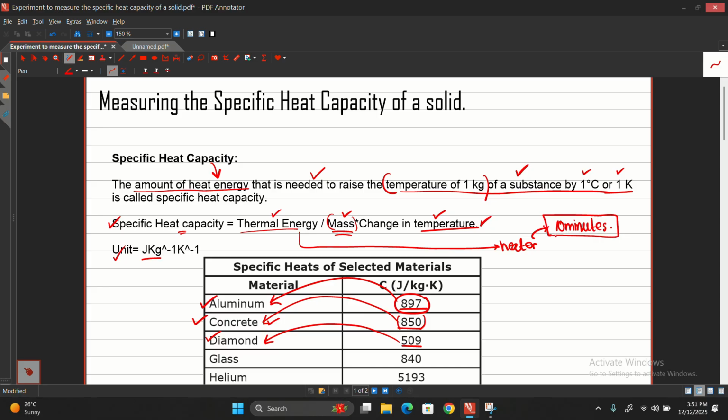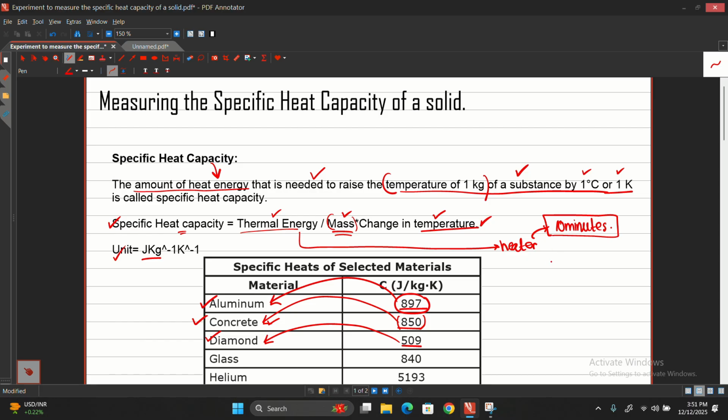Now, the main barrier is how to determine the power output of the heater. In some cases, the power output of the heater is already written on the body of the heater. But in other cases, if the power output of the heater is unknown, we will have to design a circuit in order to determine the power output of the heater.